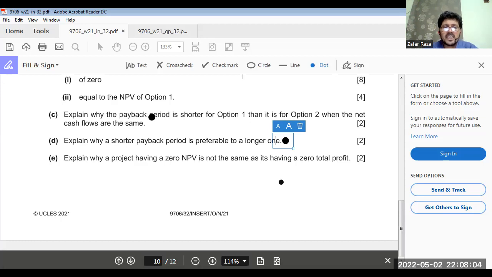Question: why is a project having a zero NPV not the same as having zero total profit? Because we always take the discount factor while computing NPV, but not the profit. Anything else?